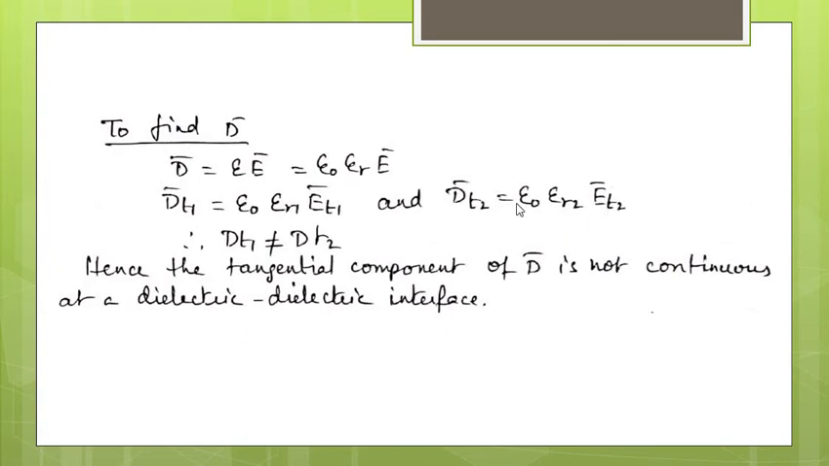So by seeing both of these two terms we can understand that Dt1 is not equal to Dt2. So we can write this in statement form that the tangential component of electric flux density is not continuous at a dielectric interface.